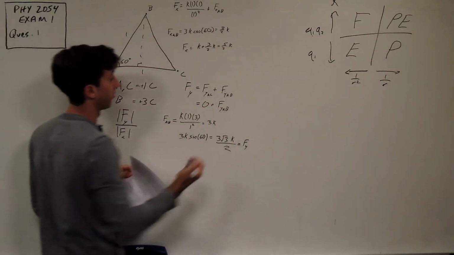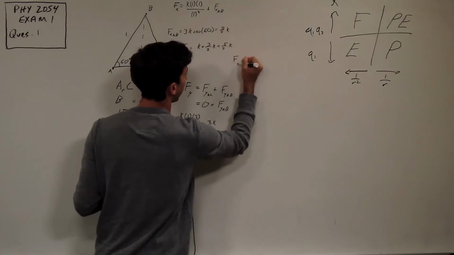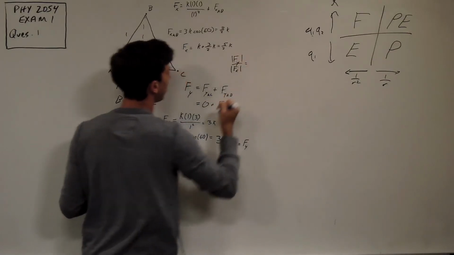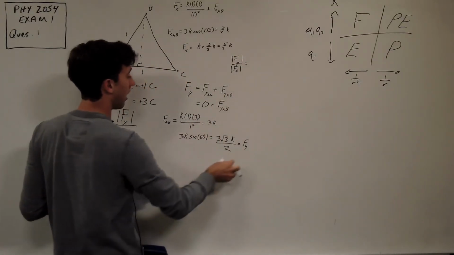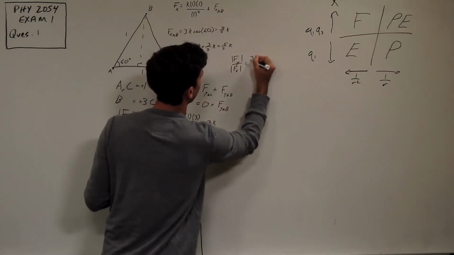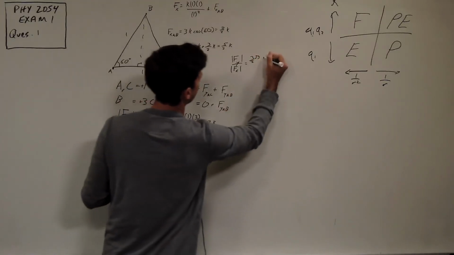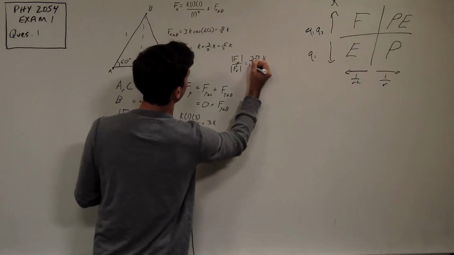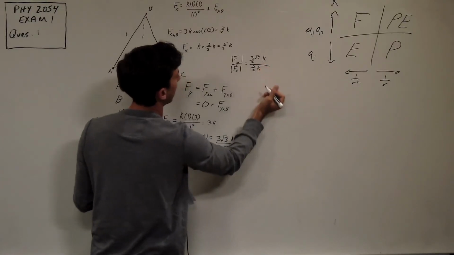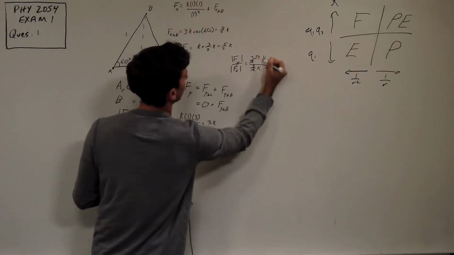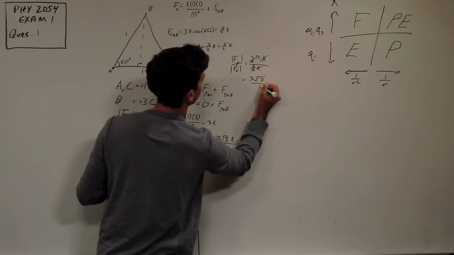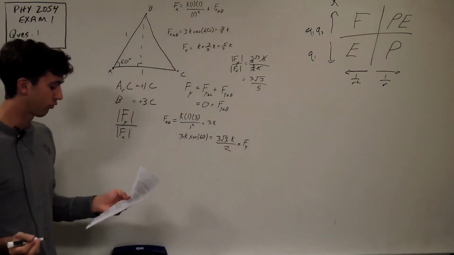Great, now we just divide the two. Fy over Fx. Of course, we're using the magnitudes. With vectors, it wouldn't really make sense. Fy is 3√3 over 2 K, and Fx is 5/2 K. And we can look at it, cross out the 2's, cross out the K's. So this is equal to 3√3 over 5, which is the same thing as 1.04.